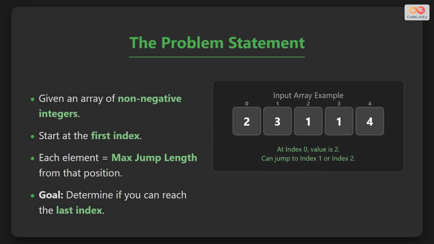Let us start by understanding the problem. You are given an array of non-negative integers. You start positioned at the first index of the array. Each element in the array represents your maximum jump length from that position. Your goal is to determine if you can reach the last index.